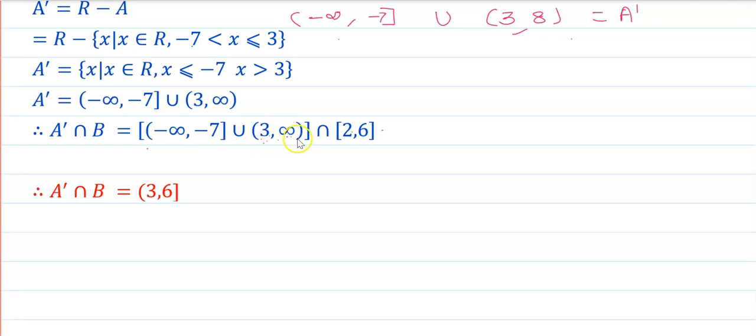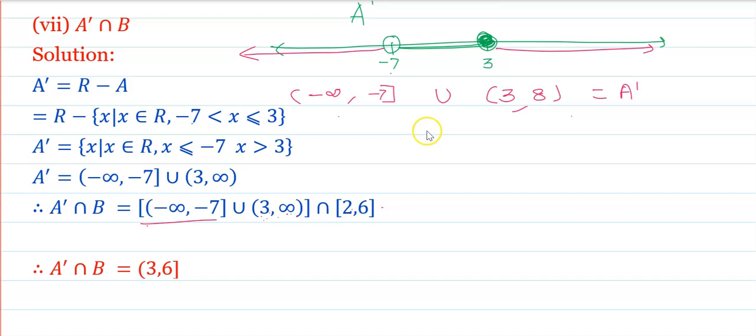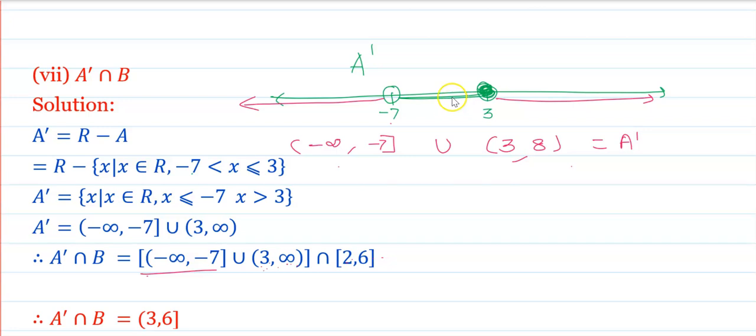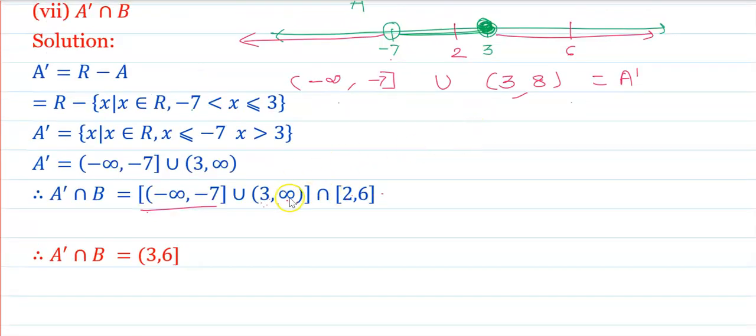Okay, what do we see? 3 to infinity, and here 2 to 6, means overall you will get 3 to 6. Nothing else can be common in this. 3 to infinity, okay, its intersection we take with the closed interval 2 to 6. This is the 2 to 6 and therefore the common is nothing but 3 to 6, where 3 is open and 6 is closed. Okay, now the next.